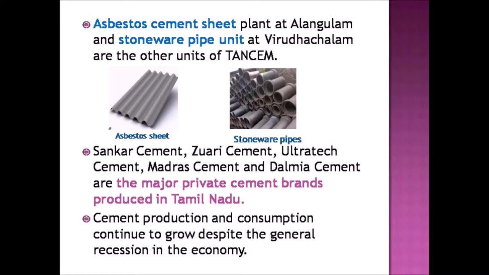Stoneware pipe. Stoneware is usually a ceramic pipe used for drainage. It is typically 4 or 6 inches in diameter and they are fired at higher temperature in order to make them stronger.